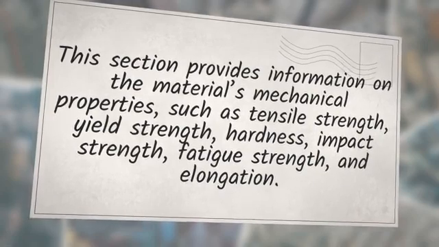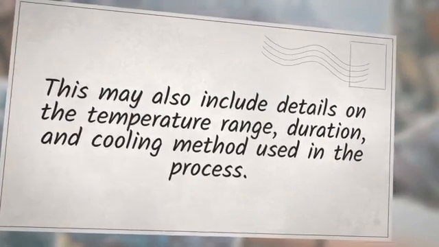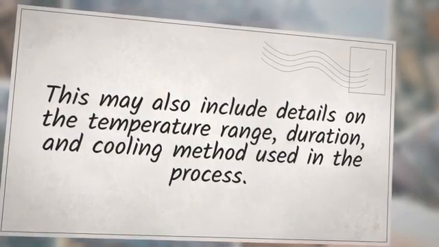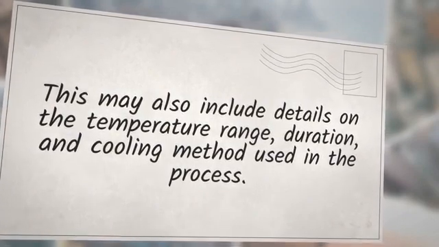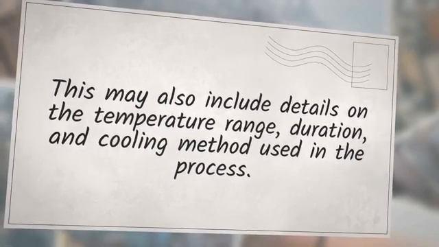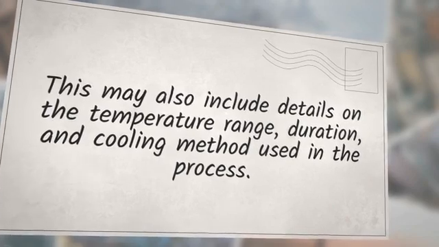This section lists the details of any heat treatment the material has undergone, such as annealing, quenching, or tempering. This may also include details on the temperature range, duration, and cooling method used in the process. Check that the heat treatment process matches the specified requirements.